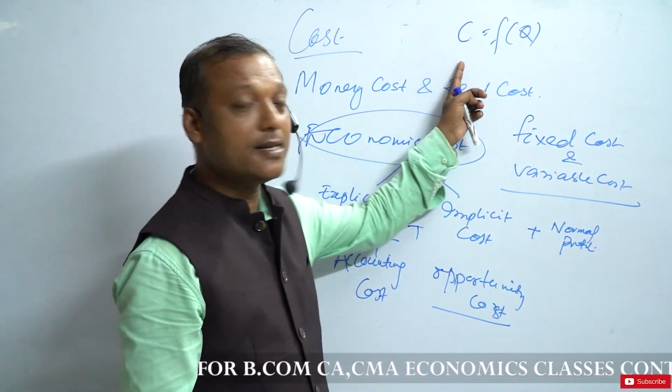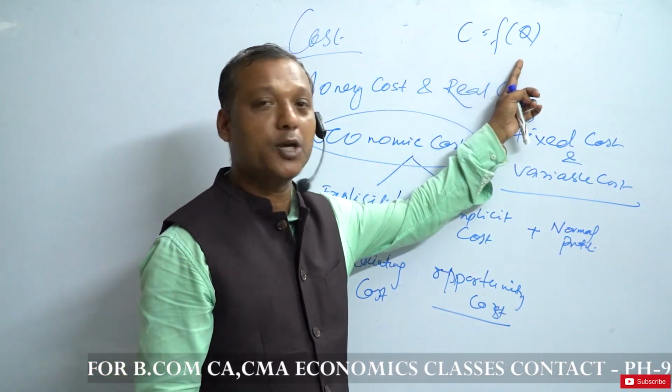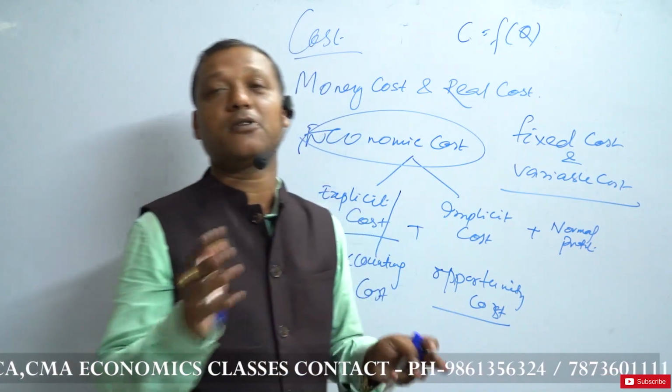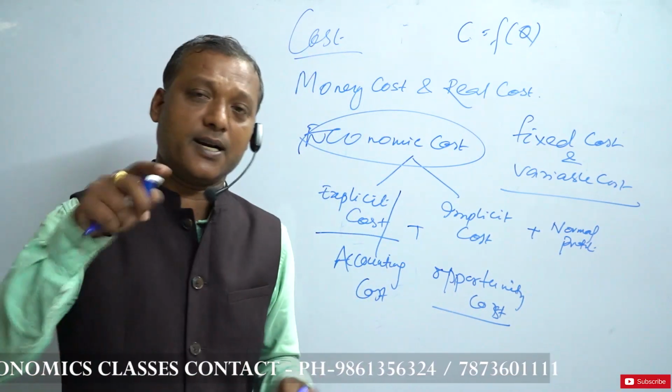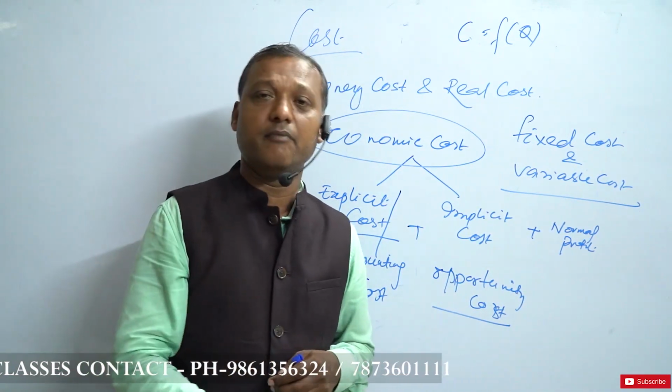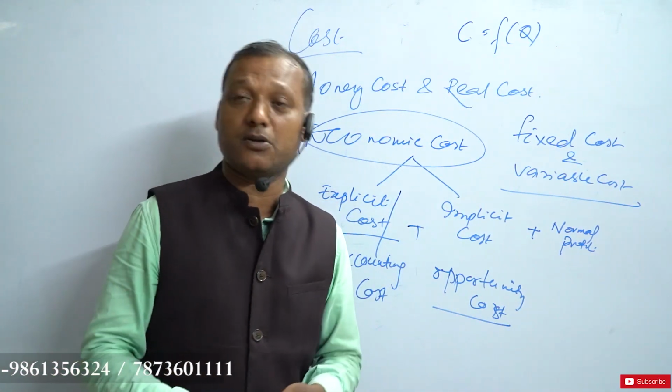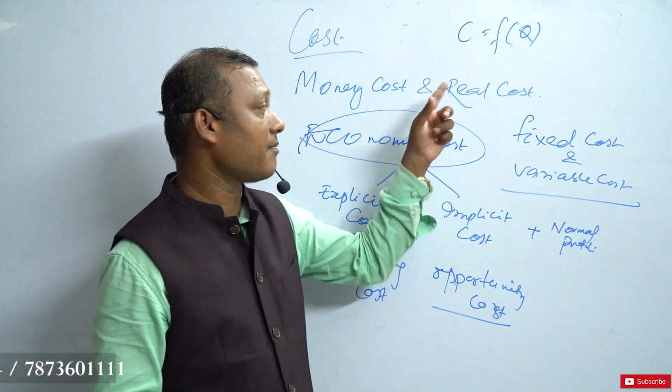Symbolically, you can write C = f(Q). Q stands for output, C stands for cost. This is your cost function. You have to understand the relationship between cost and output. There are different factors involved in the production process, which is why the relation is important.